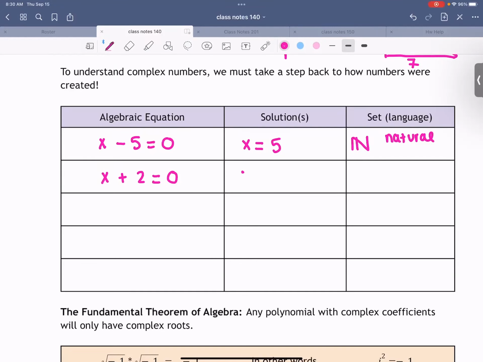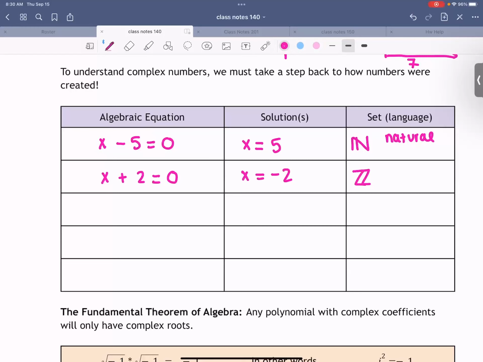Okay. I just modified my algebra, how I'm combining these numbers. What's my solution now? X equals -2. Okay. And we haven't talked about negative numbers yet. We talked about natural numbers, the counting numbers. Now by combining these numbers together, if I set up an equation, I'm getting negative numbers, okay? Now negative numbers give rise to a different type of number.